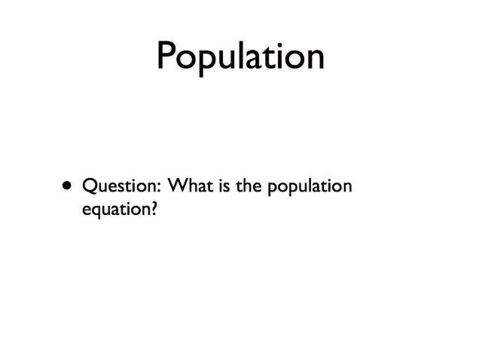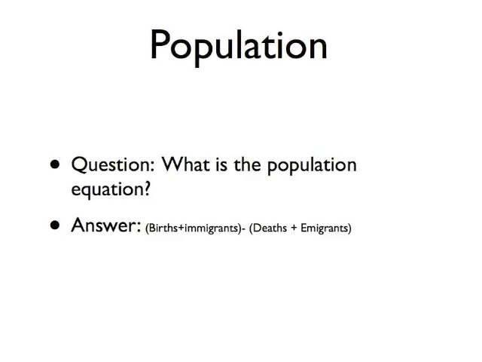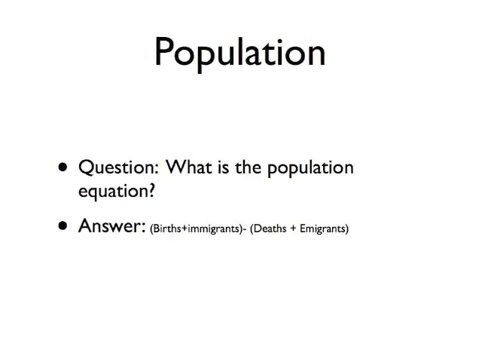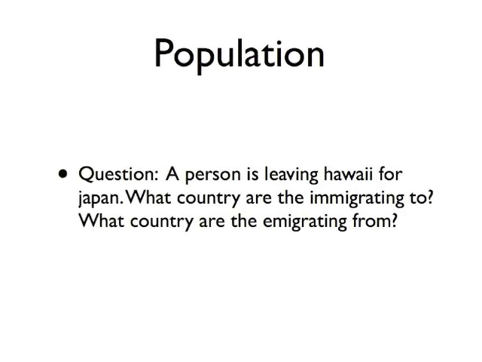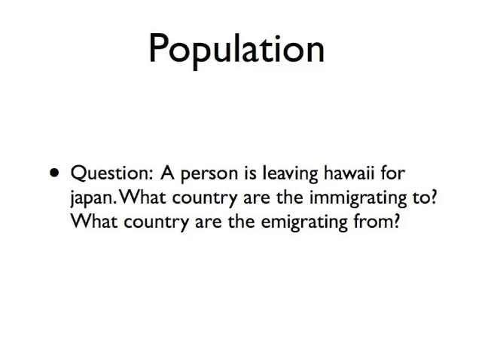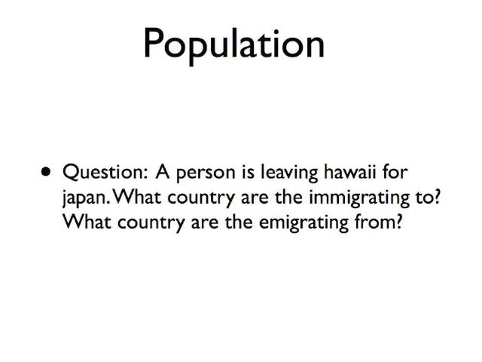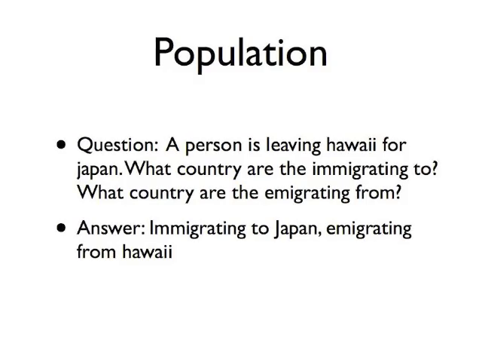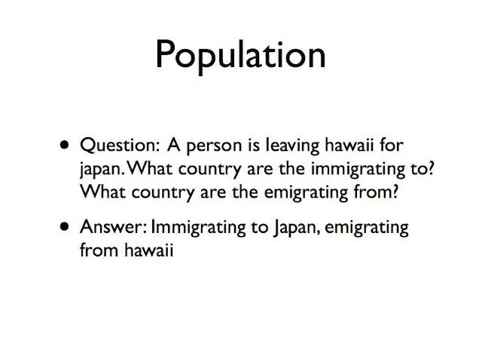What is the population equation? Births plus immigrants minus deaths plus emigrants. A person is leaving Hawaii for Japan. What country are they immigrating to? What country are they emigrating from? Immigrating to Japan, emigrating from Hawaii.